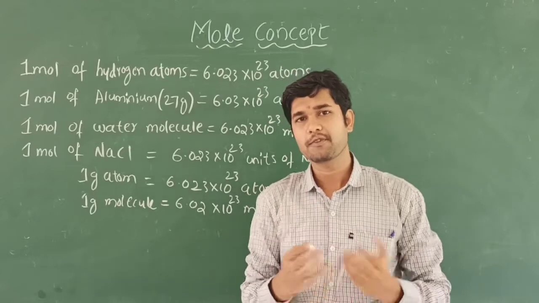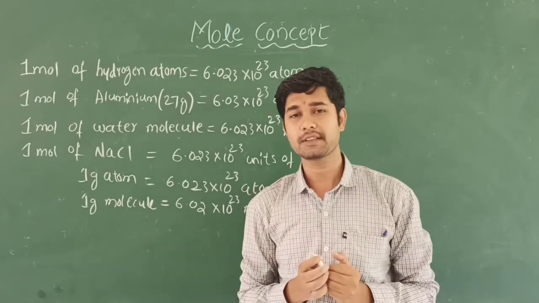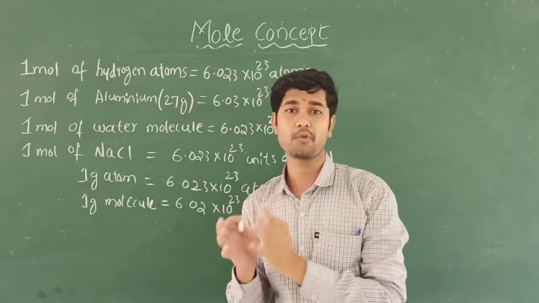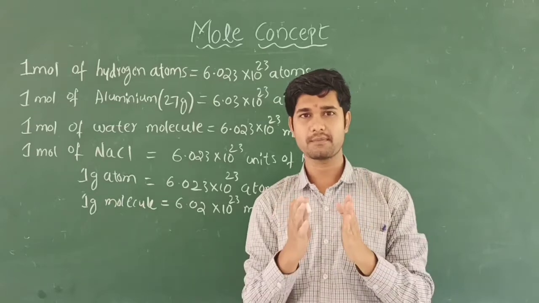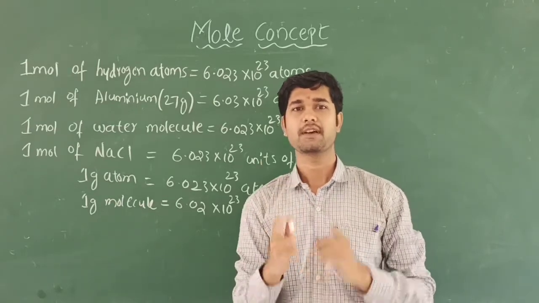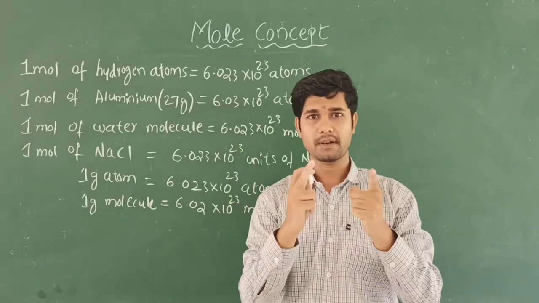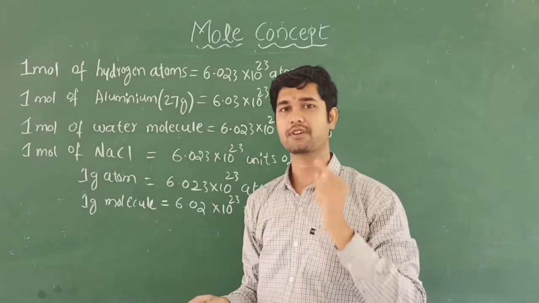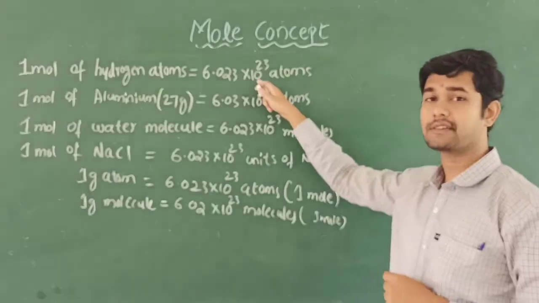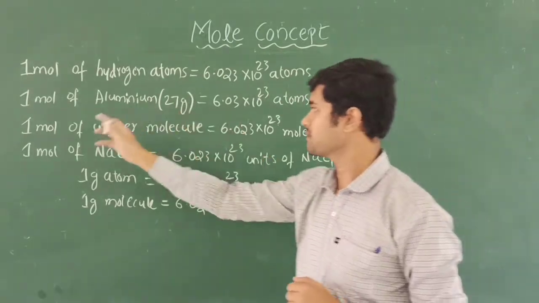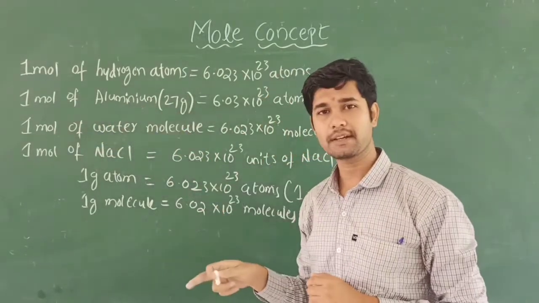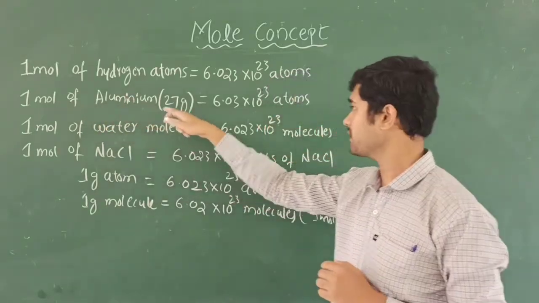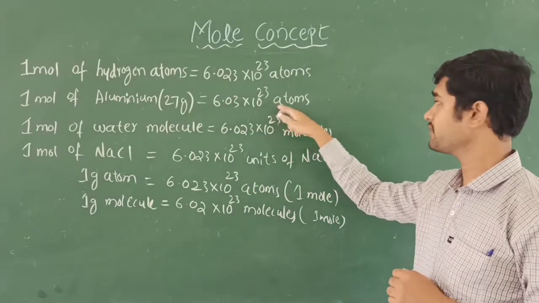If I ask you, can you give me 1 mole of textbooks? You should tell that 1 mole of textbooks contains 6.023 into 10 raised to 23 of those books. Like this, when the 1 mole concept comes, you should tell 6.023 into 10 raised to 23. When the concept of 1 dozen comes, you should tell 12 pieces. Like this, 1 mole of hydrogen atoms contains 6.023 into 10 raised to 23 atoms. Similarly, 1 mole of aluminum, you know its mass is 27 gram, contains 6.023 into 10 raised to 23 atoms.